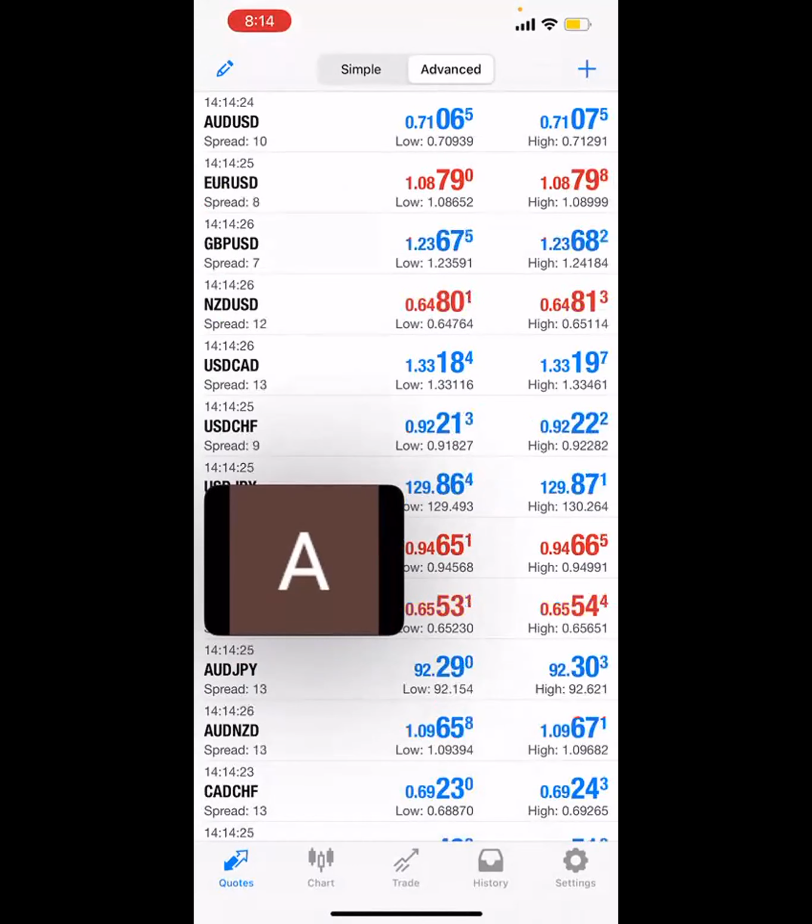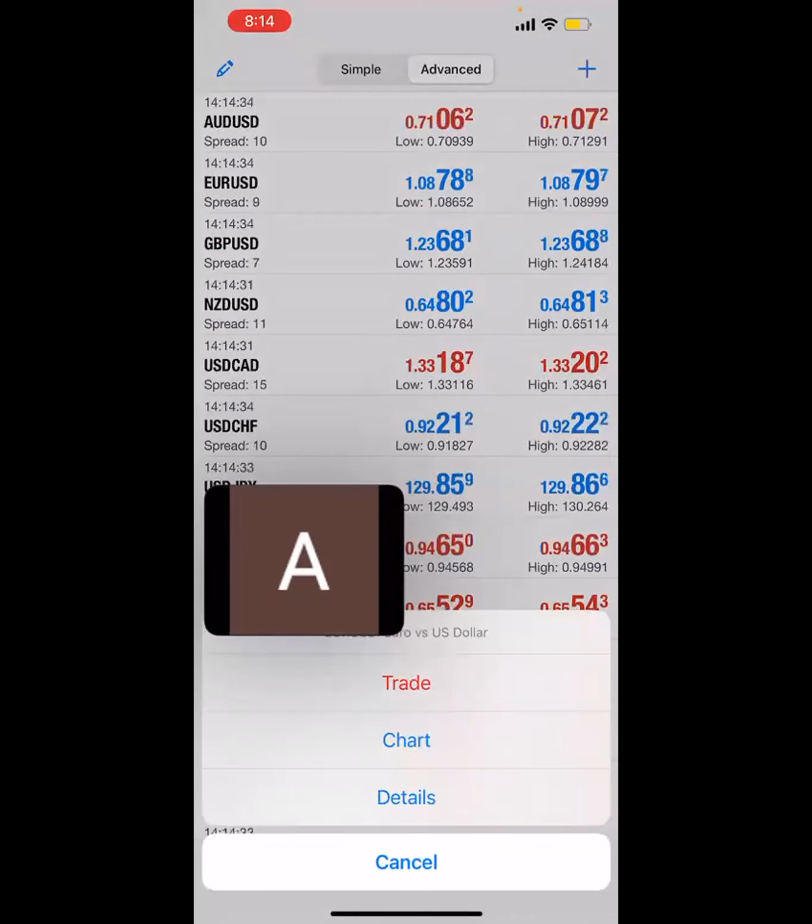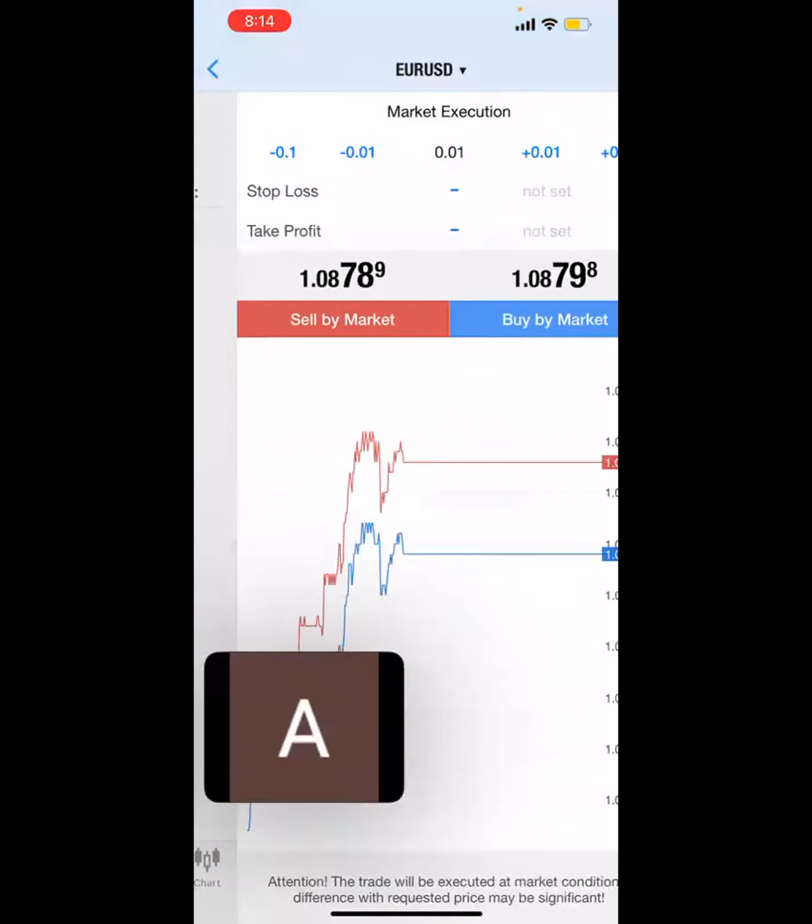So let's say I wanted you to place an order. Tap on EURUSD. Is it the EURUSD chart, right? Yes. They will write trade because you're using an iPhone. So you click on trade. If it was Android, you see new order. But if it's an iPhone, trade.